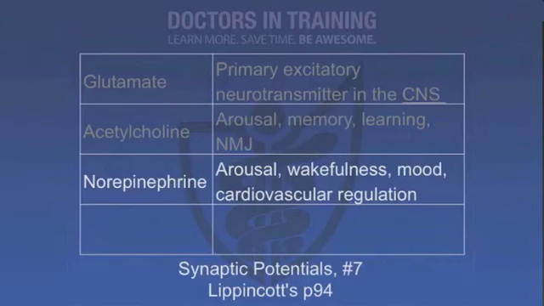Other excitatory neurotransmitters include norepinephrine, which is also involved with arousal and wakefulness, as well as mood and cardiovascular regulation. So if you have too much norepinephrine, you may have mania. And if you have a deficiency of norepinephrine, you may have depression. And as we'll see in a moment, depression is also involved with serotonin.